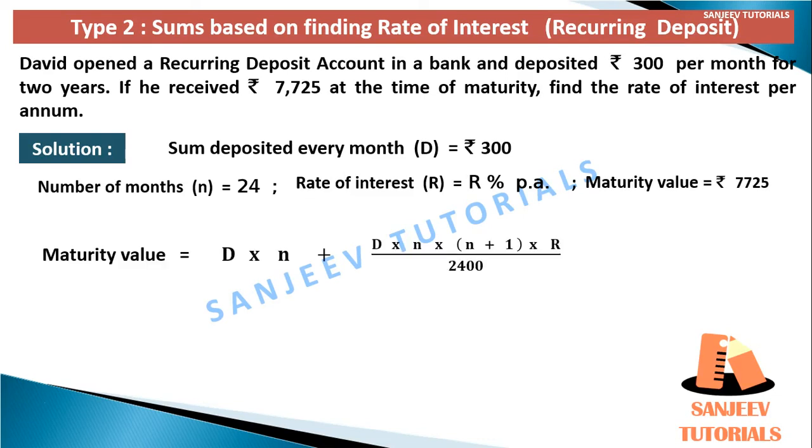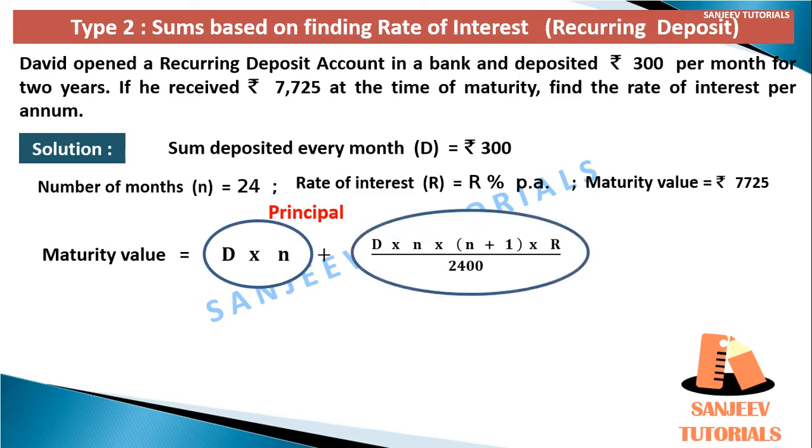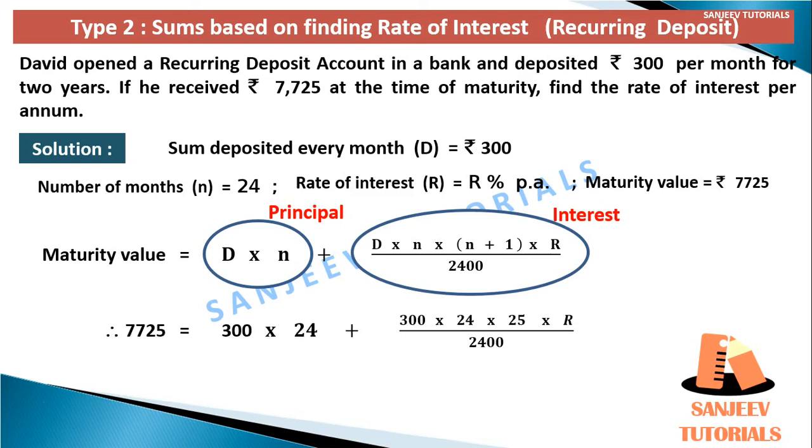Formula for maturity value is as follows, as stated on the screen. The first part, D into N, this represents our total principal, and the second part represents the interest paid by the bank to this person. On substituting respective values, I get this step. Maturity value 7725, D that is 300, N is 24, and R we are supposed to calculate.